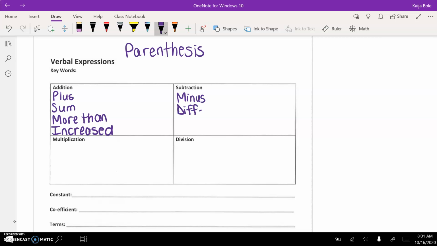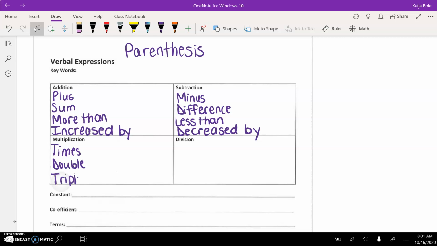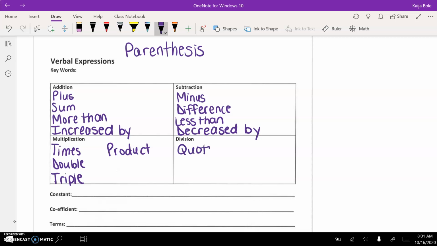Subtraction: minus, difference, less than, and decreased by. Oh, I forgot the by on increased. Decreased by. So you can see I'm matching up the opposites here. Multiplication: times, of course, double, triple. The big one that's important is product. And then division, really just quotient, divide. Those are the two big ones. You don't really have any other ones.